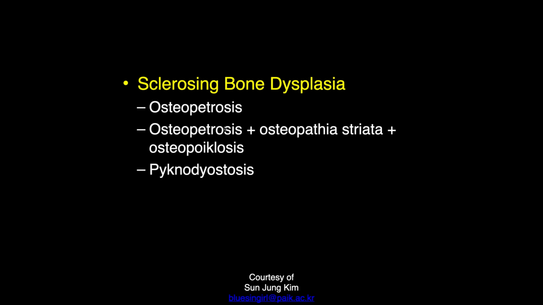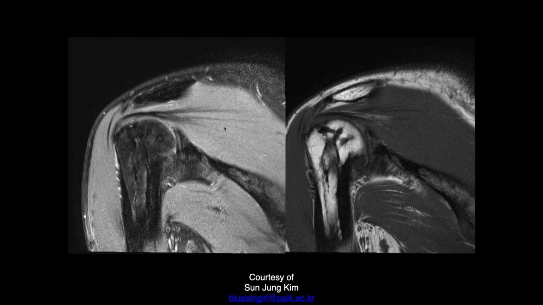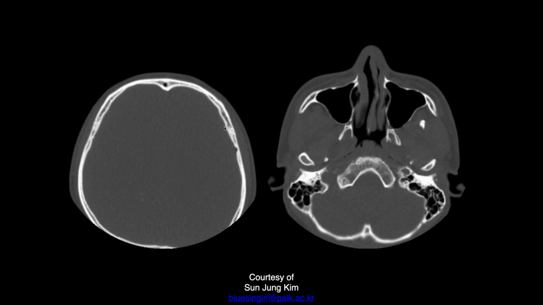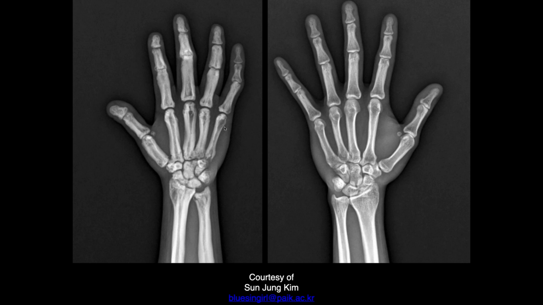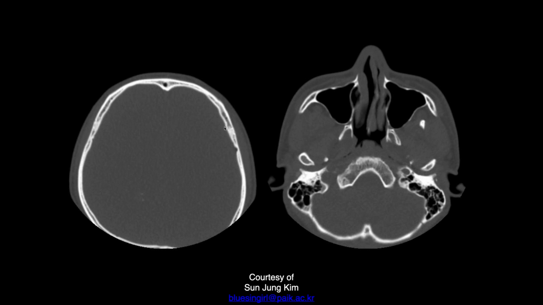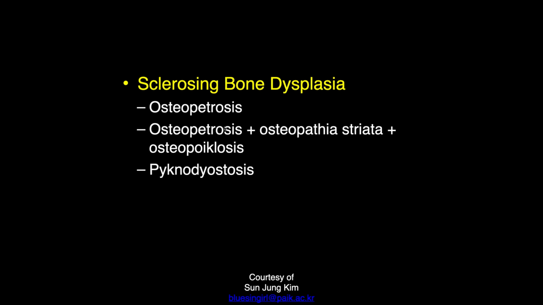It sure looks like this has a Paget's type of appearance, doesn't it? It does. The problem I have is that you usually see more skull. Yeah, that's why they included the CT. So this turned out to be osteopetrosis.